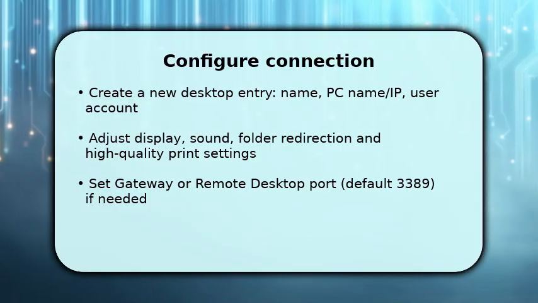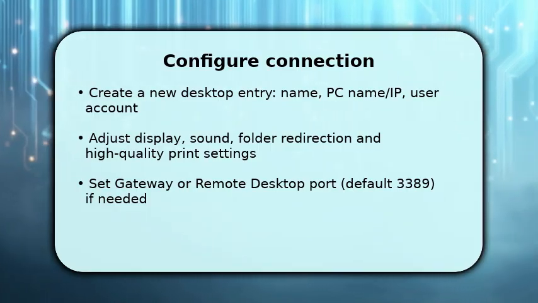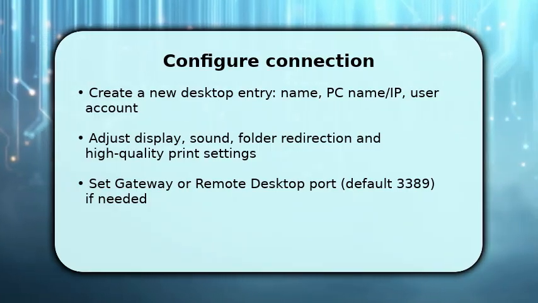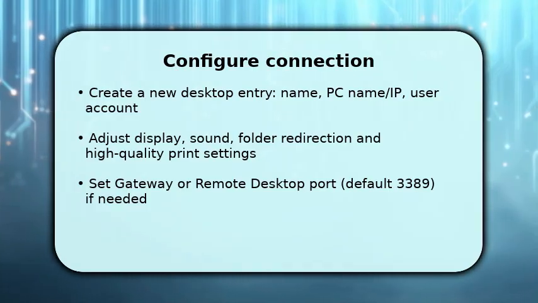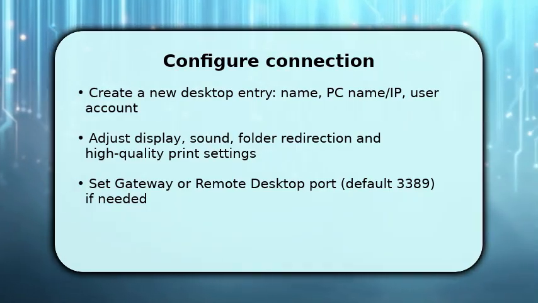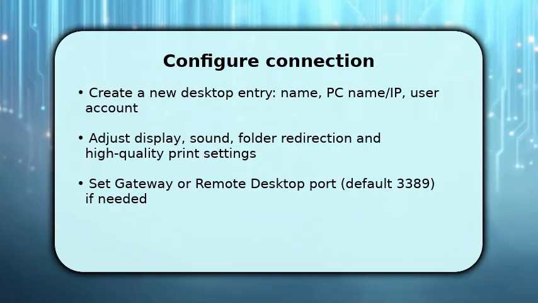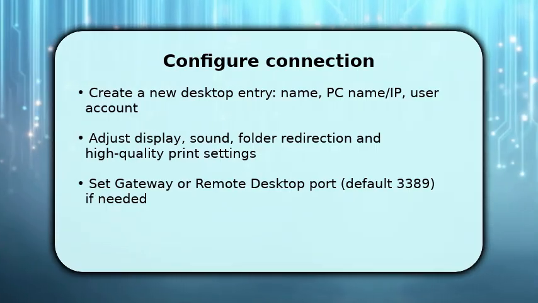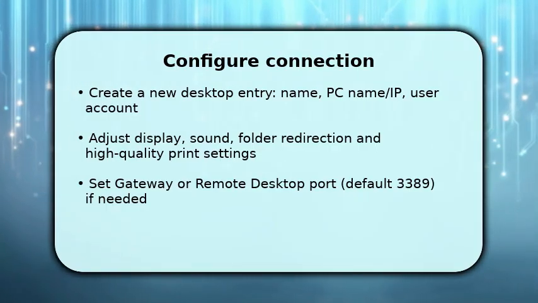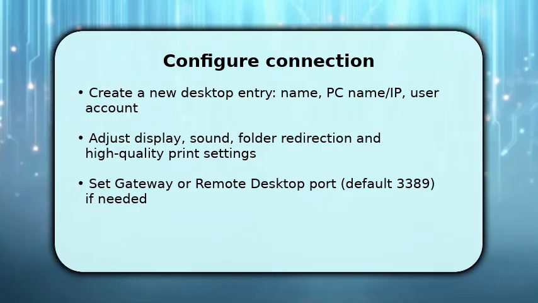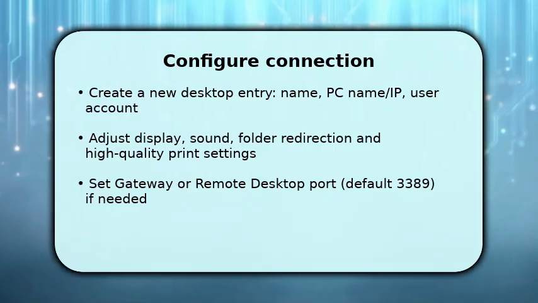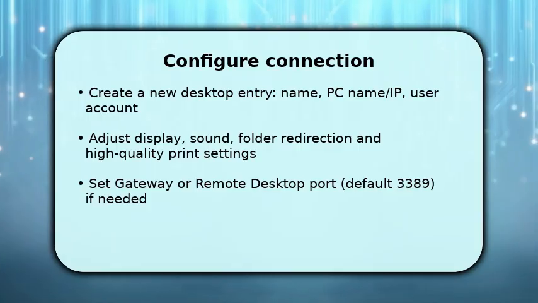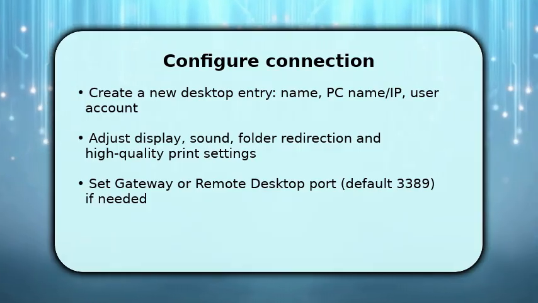Then, open Display and Devices to set resolution, color quality, and sound redirection. Map local folders and printers if you want file or print access. If the PC is behind a gateway or non-standard port, configure the gateway and port. Default is 3389. These options control performance and access, so adjust for your network.